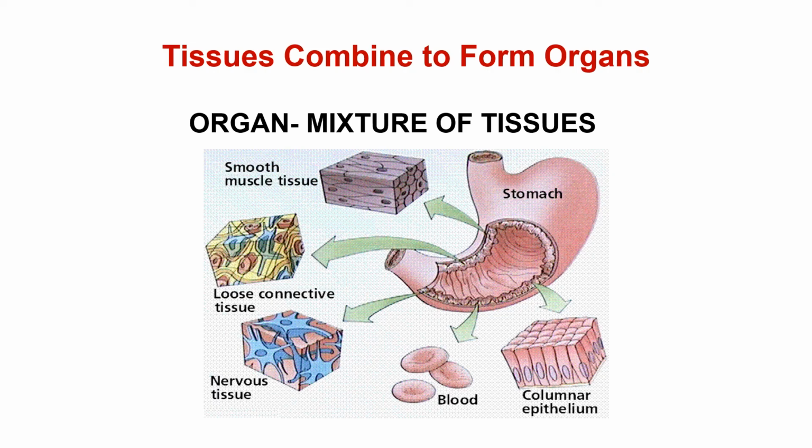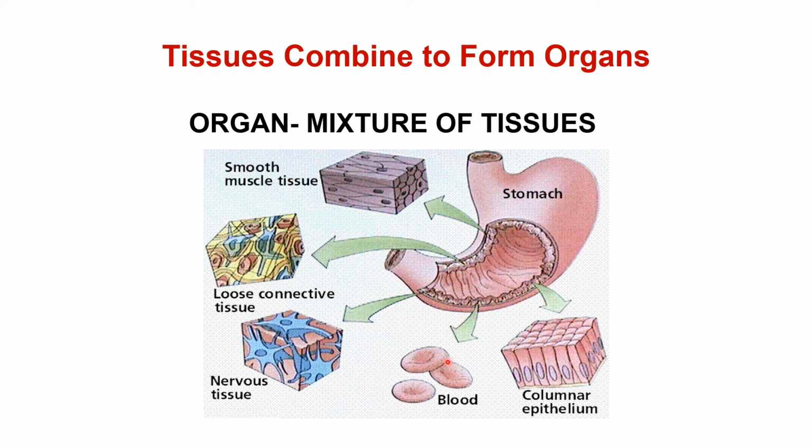Tissues combine to form organs. So what is an organ? It's a mixture of tissues. In this picture you are seeing the stomach. If you make a microscopic section of the stomach for observation, then you will see all the 4 tissues, and you can see the epithelial tissue. This is the epithelial tissue and its inner aspect towards the luminal side you are seeing.